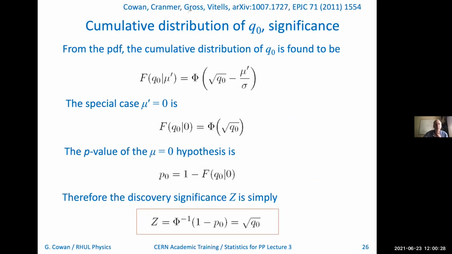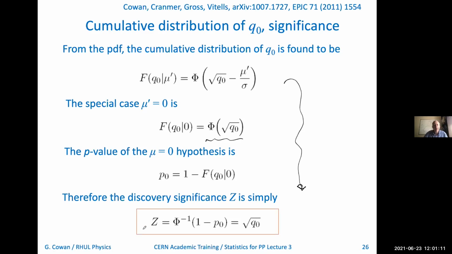Okay, so if you go back to the formula that I said, I'm going to skip quickly through the mathematics, but what you get is that because the cumulative distribution for Q0 is related to that of a chi-squared for 1 degree of freedom, that itself is related to the Gaussian cumulative distribution of the square root of Q0. There's a few lines of mathematics that will show you that that works, right? So that basically means that the p-value of mu equals 0 is simply given by 1 minus the Gaussian cumulative distribution of the square root of Q0.